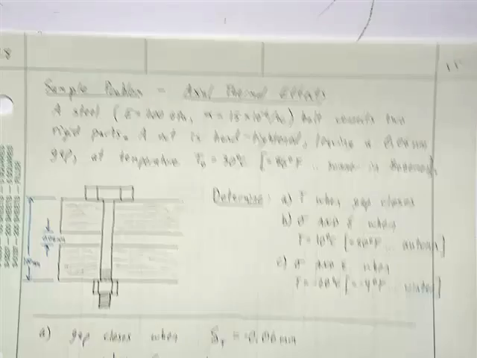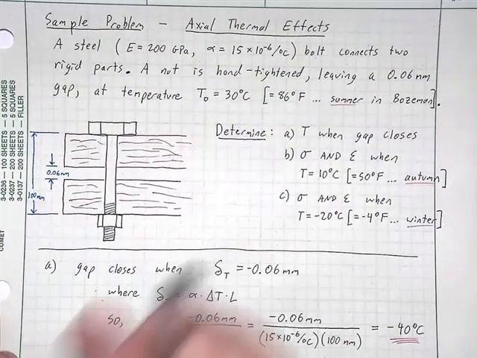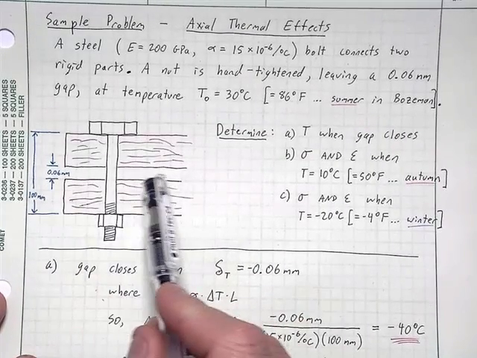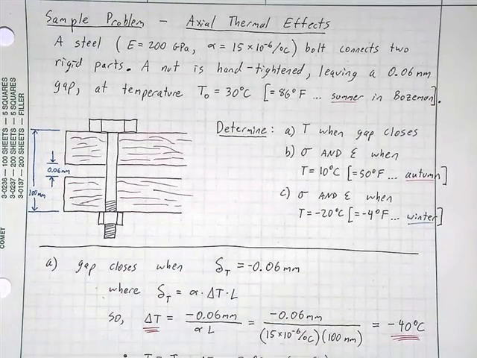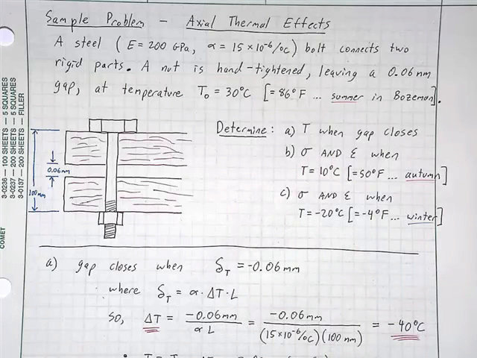Okay, so now we'll take that idea and expand on it a little bit. Here we have something very similar, a bolt with a nut, and here it's hand tightened, but when it's hand tightened there, it does leave a gap. The gap is now 0.06 millimeters between the two rigid parts here. I've drawn this out as wooden boards of some kind. All right, so what I want to determine here is the temperature at which the gap closes, and then we'll determine the stress and strain inside the bolt when the temperature is 10 degrees Celsius.